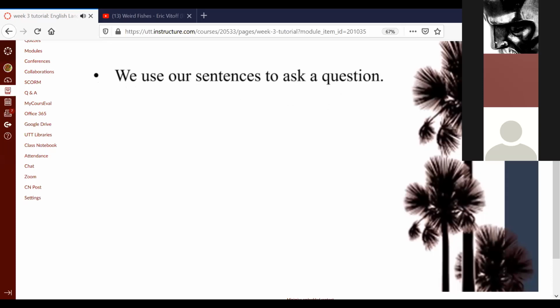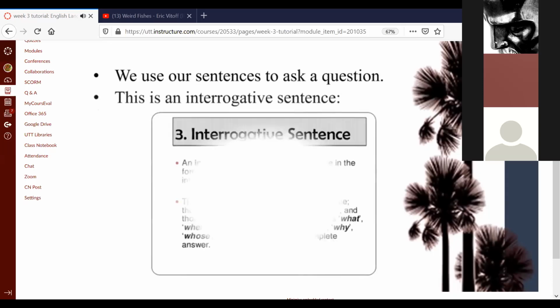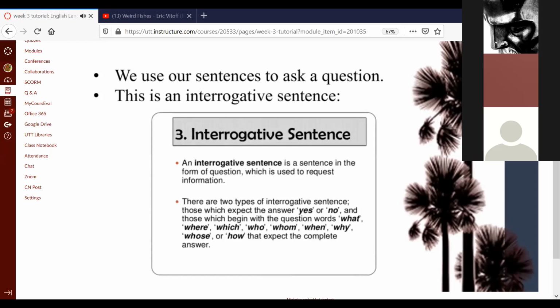And we also use our sentences to ask a question. This is called an interrogative sentence. There are two types. An interrogative sentence either demands a yes or no answer, or is meant to get an answer that says what, where, which, who, whom, when, why, whose, or how.